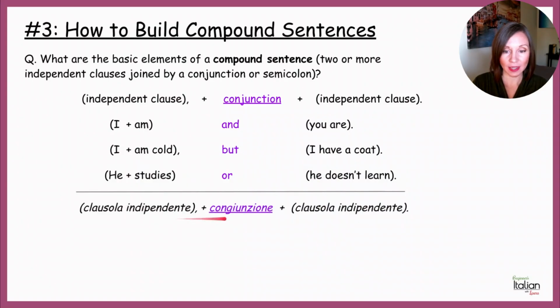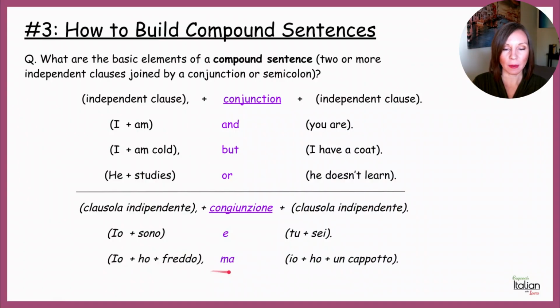Okay, and then we have the exact same thing in Italian. So we have io sono, I am, e tu sei. Okay, I am and you are. Io ho freddo, ma io ho un cappotto. Okay, so if you remember all these little elements here, I have coldness. In Italian, you don't say I am cold, you'd say I have coldness, I guess you would say, okay? So that's just how they say it in Italian.